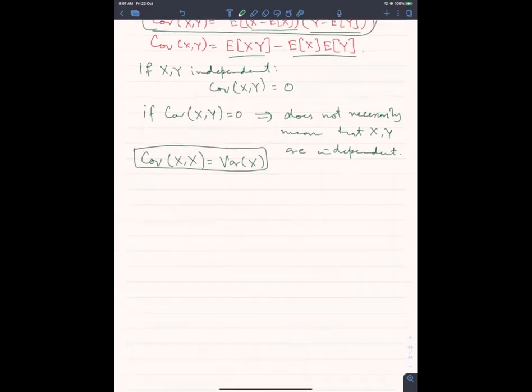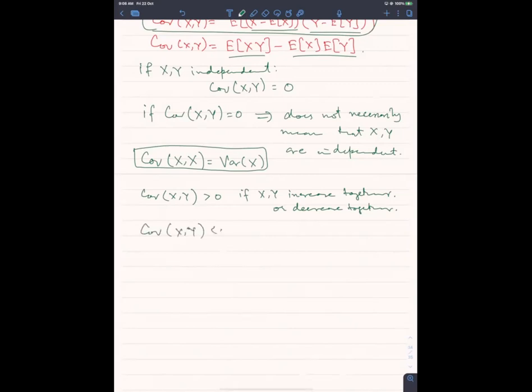Okay. So if x and y increase together or decrease together, then the covariance is greater than 0. Covariance between x and y is greater than 0 if x and y increase together or decrease together, in both cases. If they move in the opposite direction, if x increases and y decreases, then covariance would be less than 0. Covariance between x and y is less than 0 if x and y move in opposite directions.